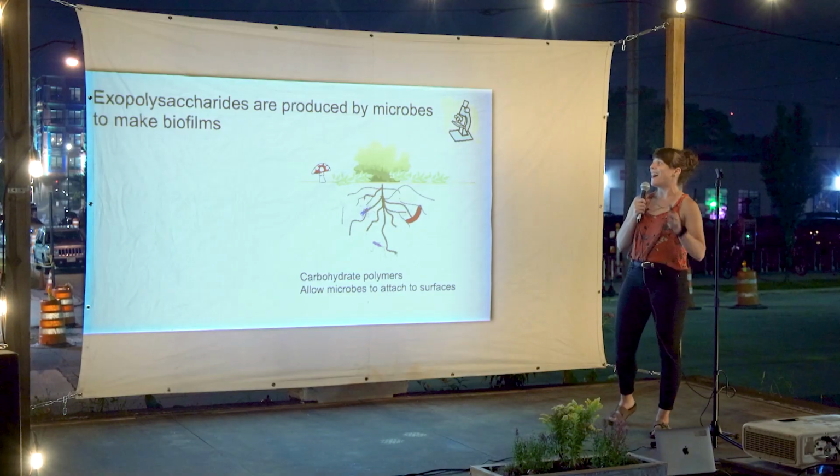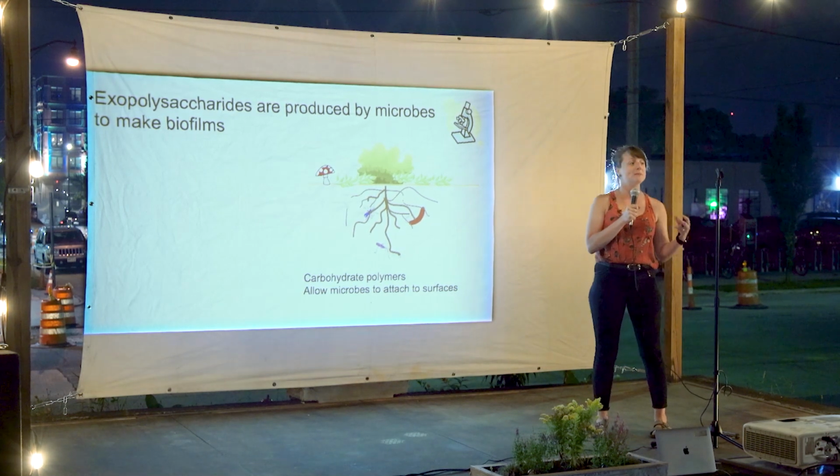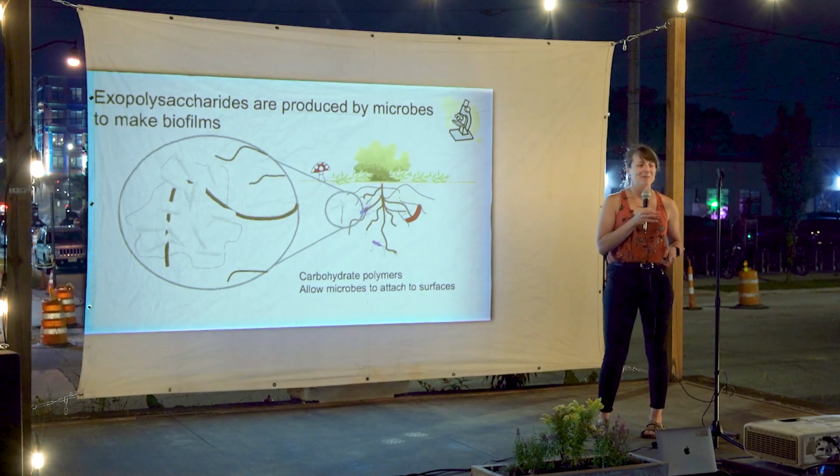Okay, so exopolysaccharides are carbon compounds that are produced by microbes in the soil and also kind of all over the place, and they help the bacteria come together and form a biofilm. This biofilm protects the bacteria and other organisms from antimicrobial compounds and predation and drying out and all that stuff. So they make these exopolysaccharides, these big carbon compounds, like that.